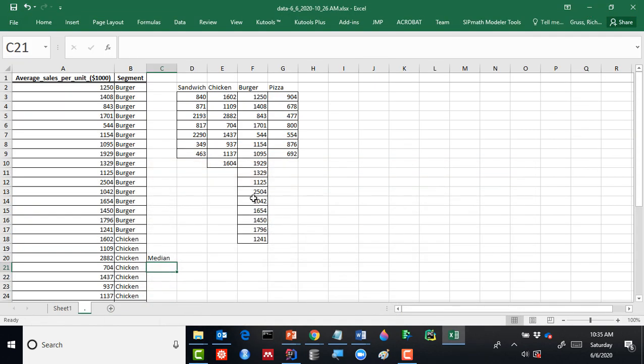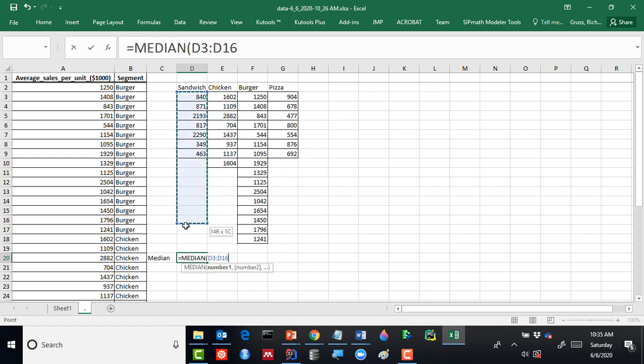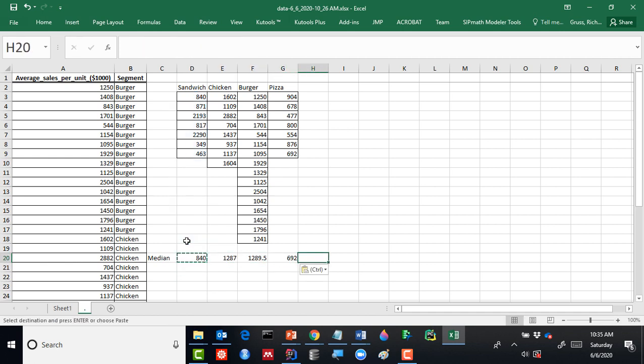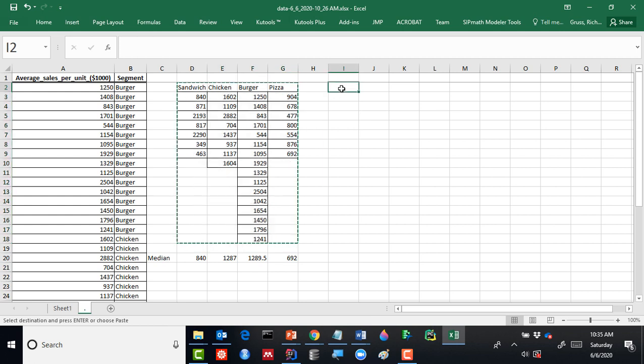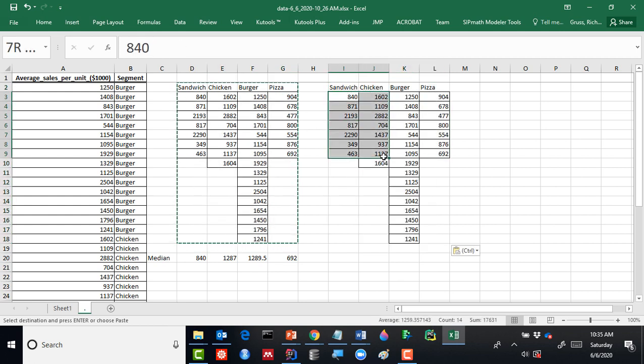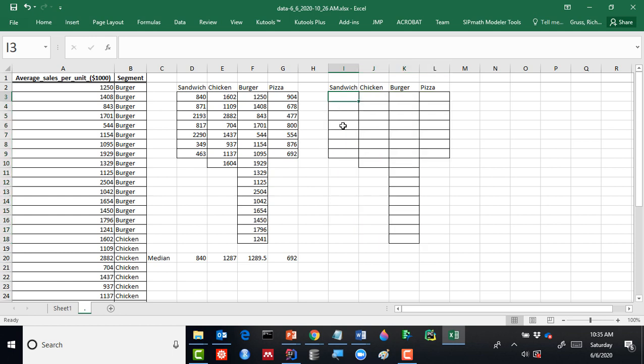Okay, so let's do that. We'll find the median for each group. I'll just do median for, then if I do it this way, I can copy. So this gives me each group's median. Now what I want to do is reproduce this data where instead of just having the raw data, it's going to be those differences, those absolute differences.